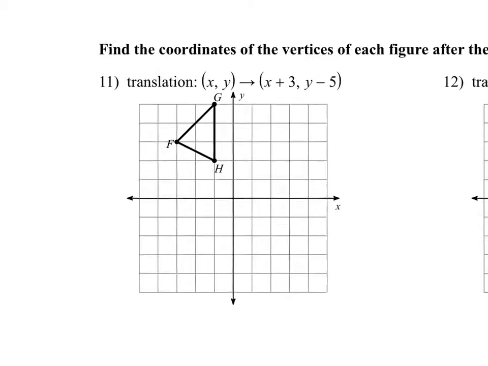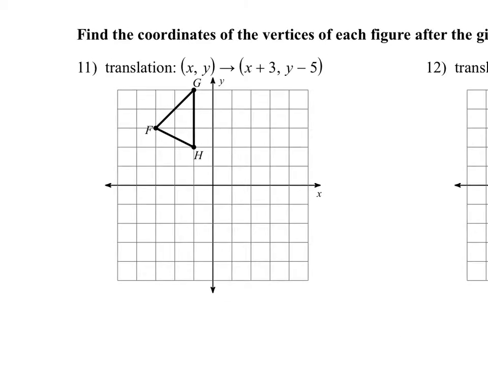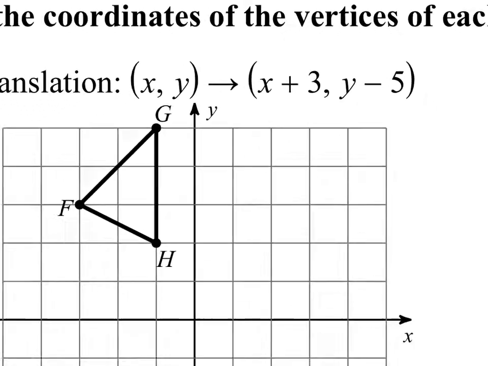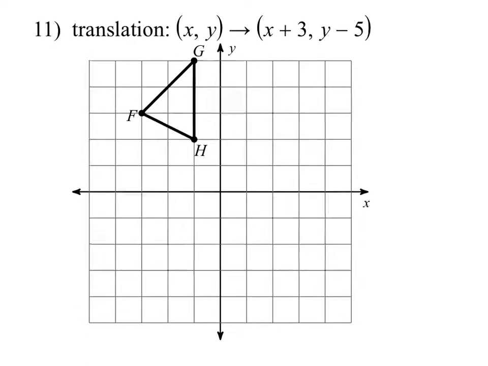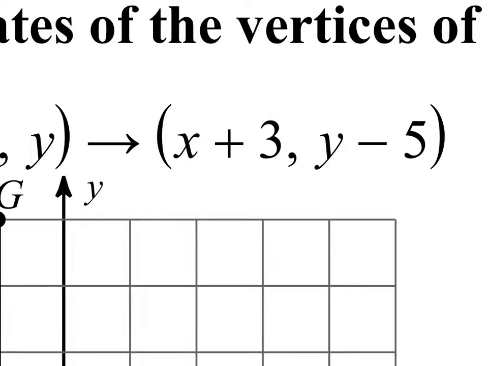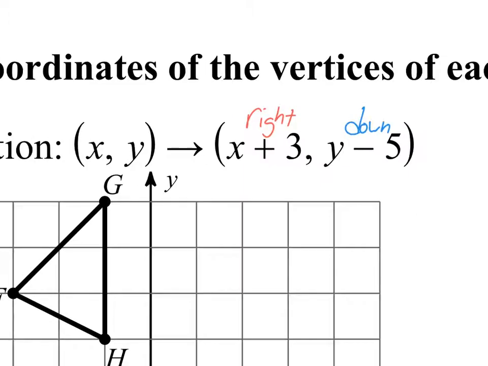Okay, for the remainder of this, what you guys are going to have to do is use the directions that they give you here. You're going to have to draw the figure, and then you're going to have to give me the coordinates for f prime, g prime, and h prime. So, taking a look at our directions. For x direction, this is saying that we're going to have to go to the right 3 places. For our y direction, that is saying that we're going to have to go down 5 places. So I'm going to do that from each point.